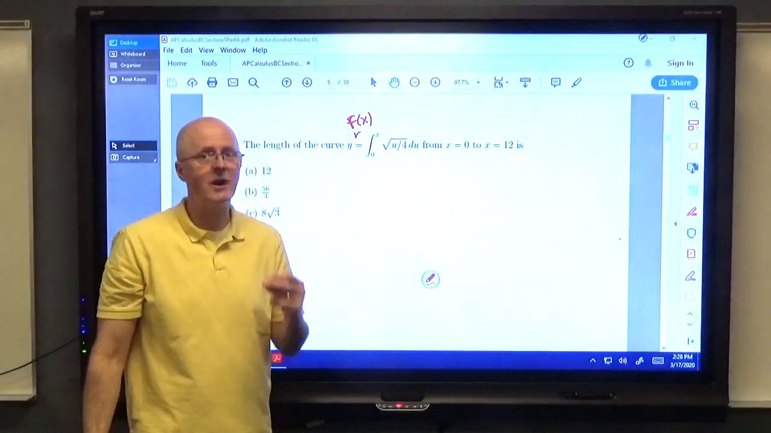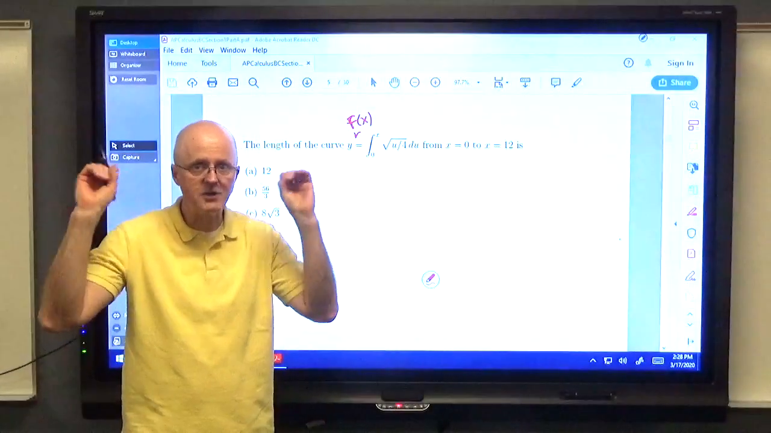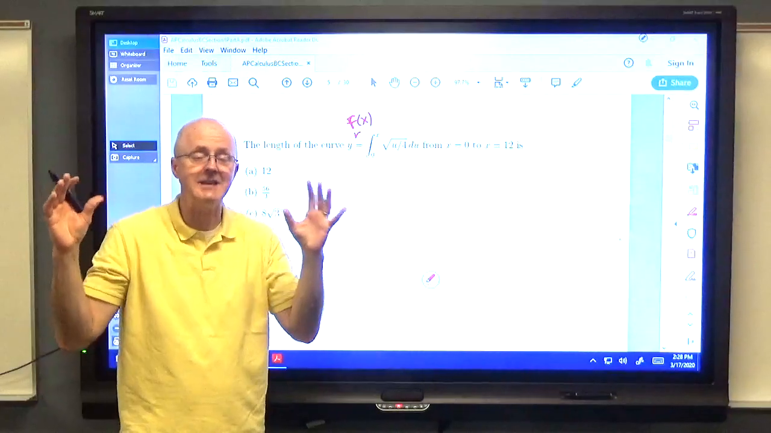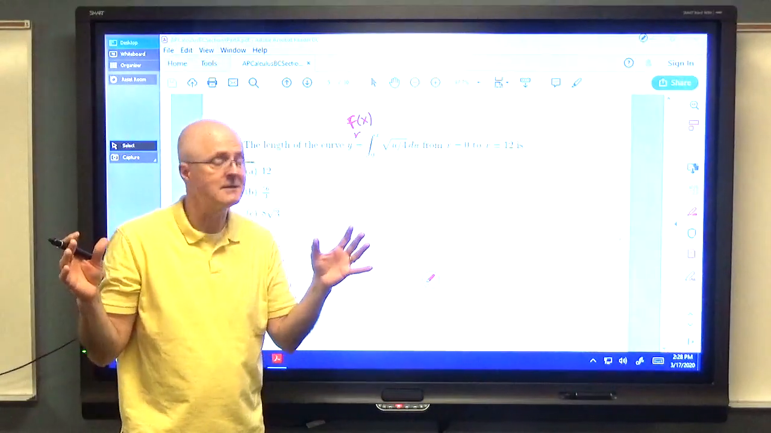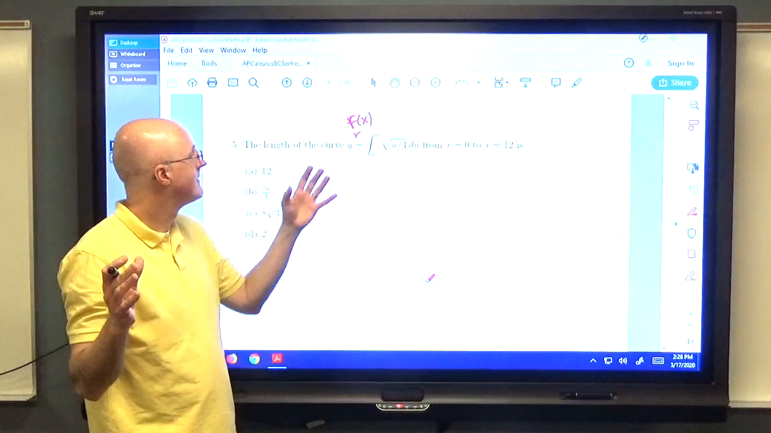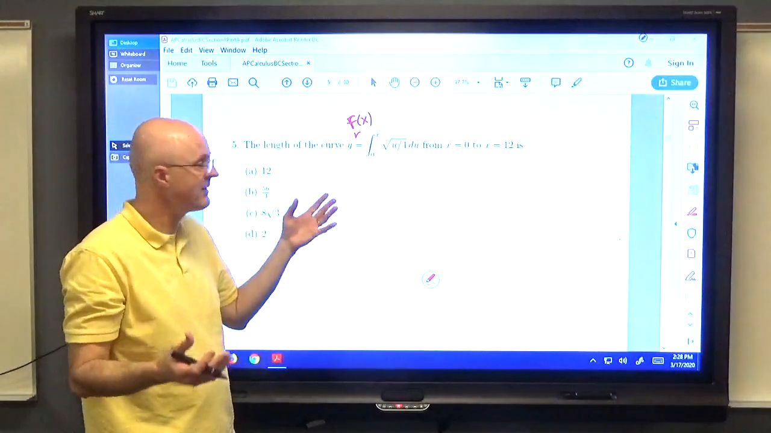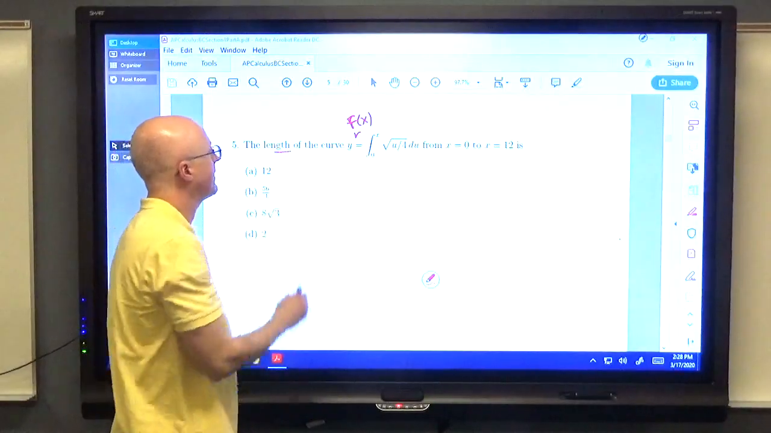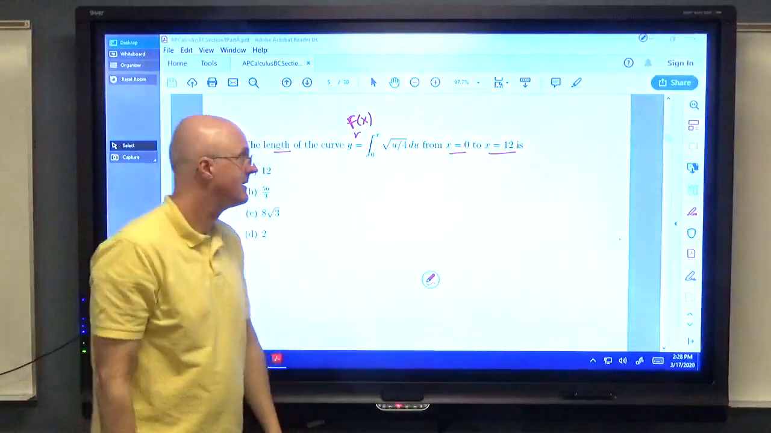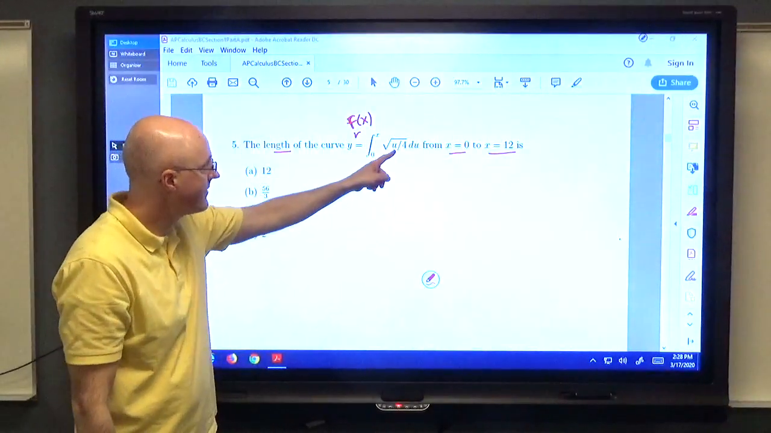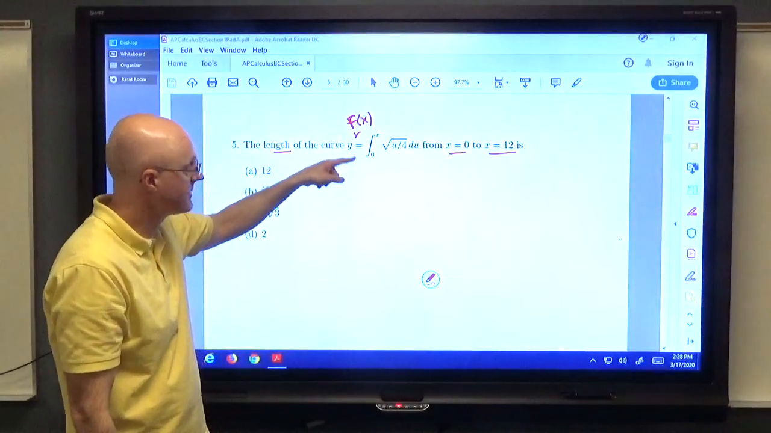This is a situation where when you see it, alarm bells should go off in your head saying, I need the second fundamental theorem of calculus, probably. Or that might make it easier, at least. That's my function that's going to have a graph, and I want to find the length of that graph between x equals 0 and x equals 12. Okay? Not the length of that function, the length of capital F.